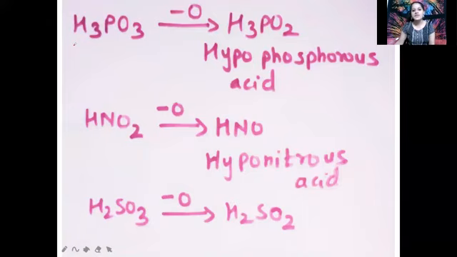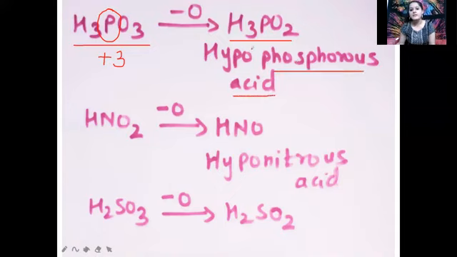Yes. Now we just saw that H3PO3 is called phosphorous acid, in which the oxidation state of phosphorus is plus 3. So now if I remove one oxygen atom from H3PO3, what will happen? We will get H3PO2. And you will see that the name remains as it is, phosphorous acid, but we just have to add one prefix in the beginning that will be hypo. So hence you will get hypophosphorous acid.